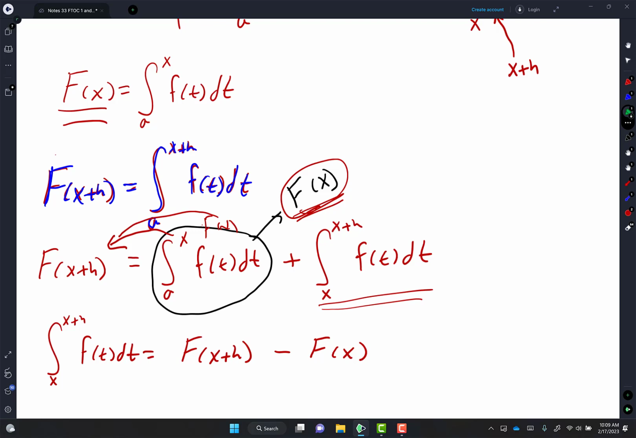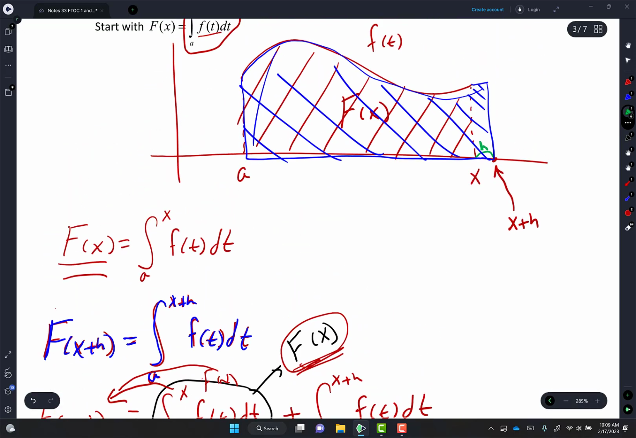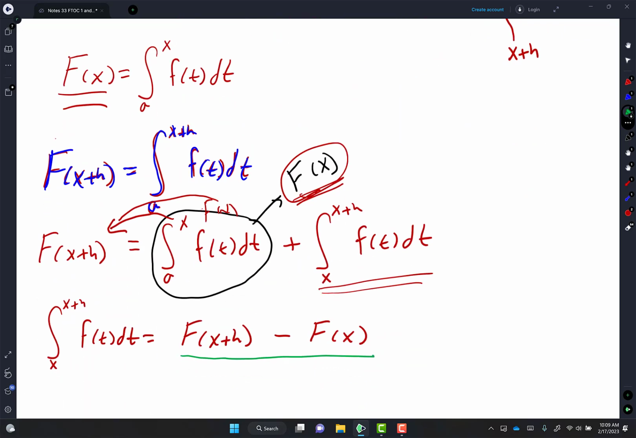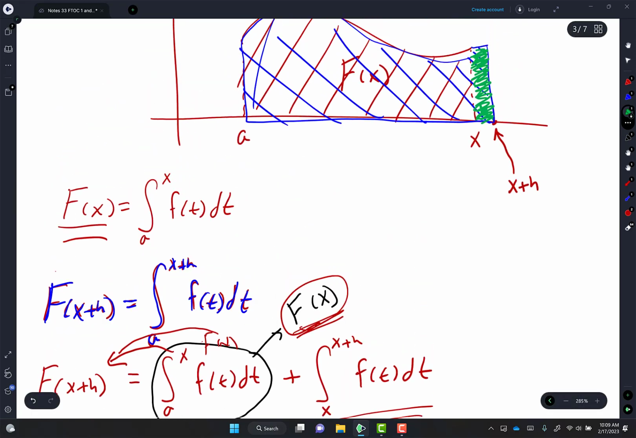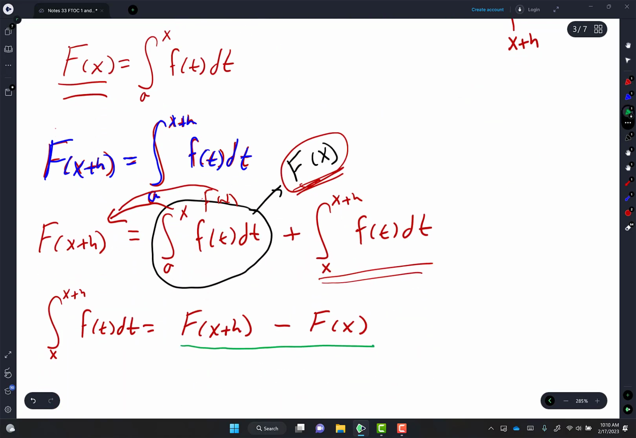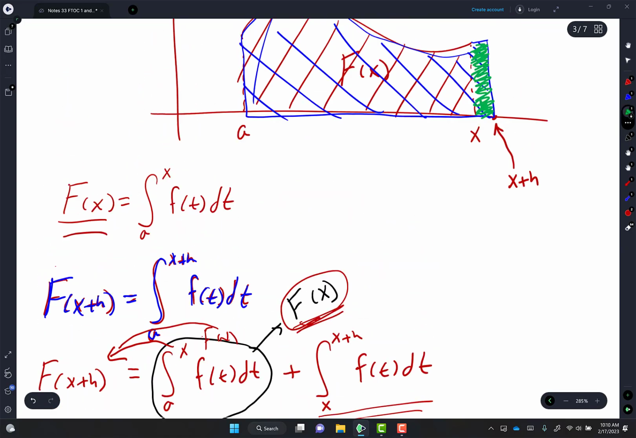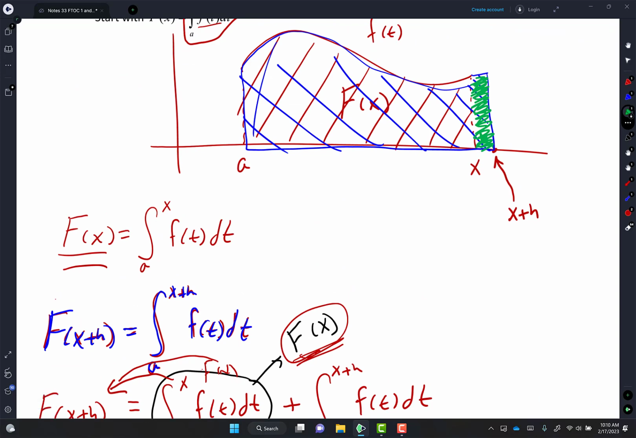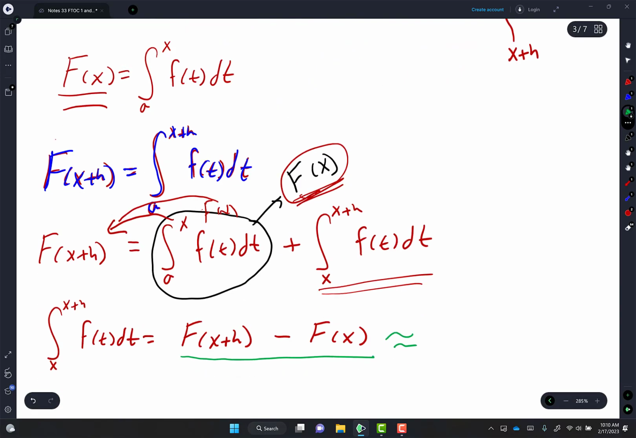Do you guys agree that this that I'm underlining in green just means this little rectangle here in green? Yeah, that's what it means. F of x plus h minus f of x. Okay, that just means that in green. And if I assume that that's a rectangle, I can approximate the area of that rectangle by saying that is nothing more than, let's see, the distance between x plus h and x is just h.